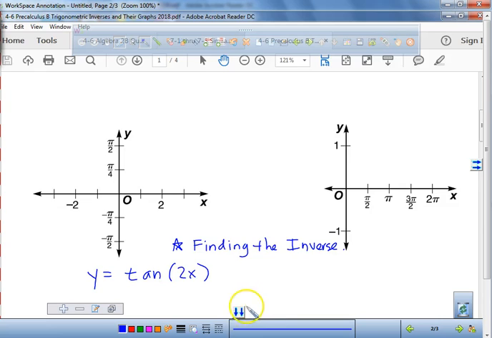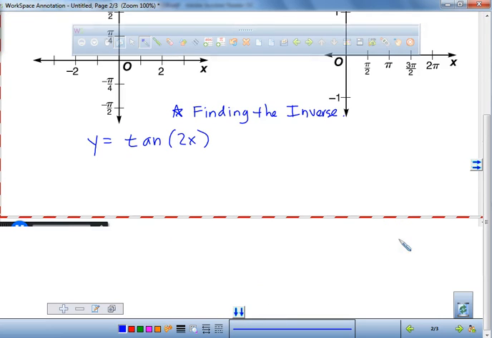Now, most of you have done finding an inverse before. Maybe you just haven't done it with the tangent of 2x. But the very first thing you have to do when you find the inverse is step 1: switch or exchange the x and the y values. So instead of y equals the tangent of 2x, I'm going to write x equals the tangent of 2y. That's the first step: exchange the x and the y.